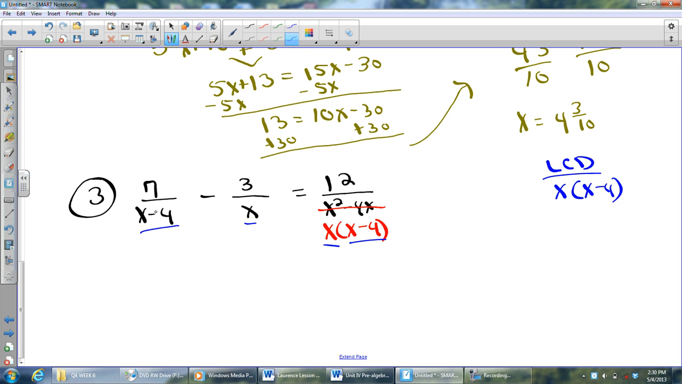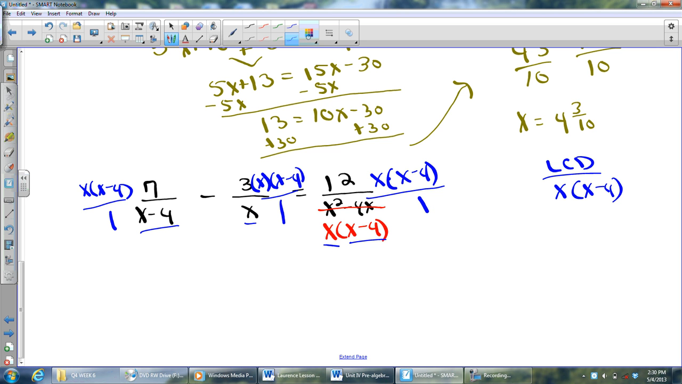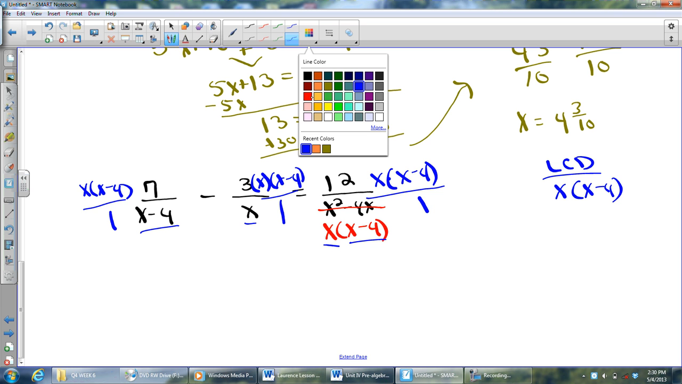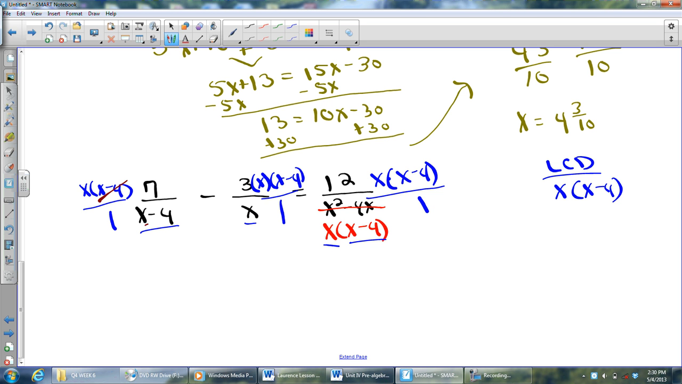Gonna multiply everything by the LCD. So I've got an x times an x minus 4. Got an x times an x minus 4. And I'll have an x times an x minus 4 here. All right, getting ready to cancel. There we go. That's a nice color to cancel with. The x minus 4's will cancel, leaving me 7x.